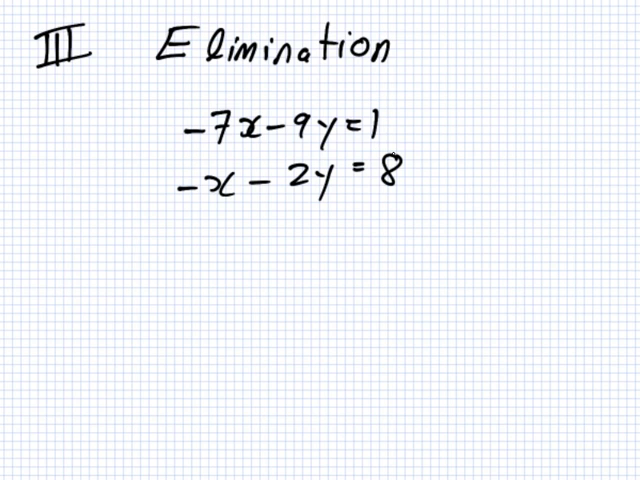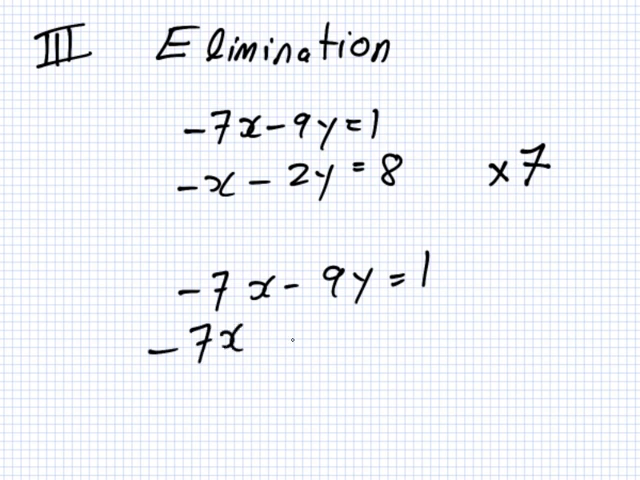So I think for me it looks easier to do x, because if you multiply this by 7, now they're the same. So you have minus 7x minus 9y equals 1, and minus 7x plus 14y, what's that, 56? Right, 56. So now they're the same. Next, you can choose to add or subtract. So should we add or subtract? Subtract. We subtract now.